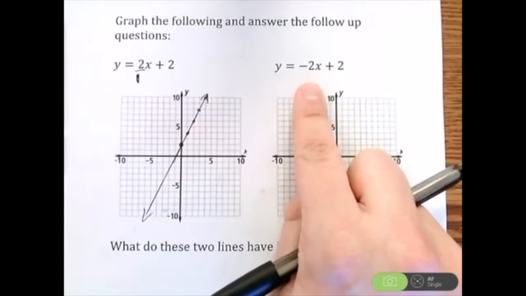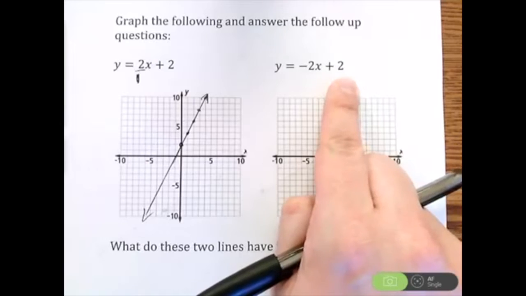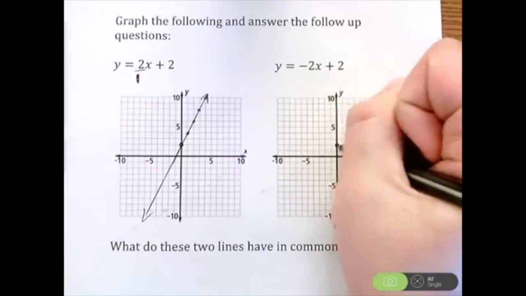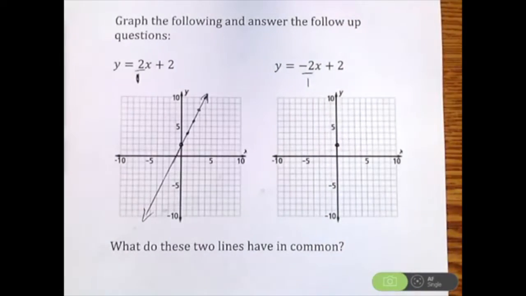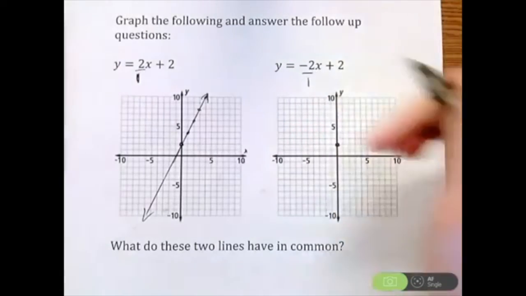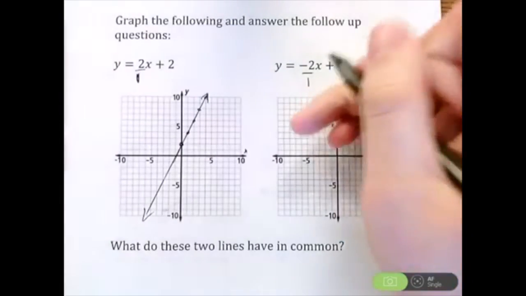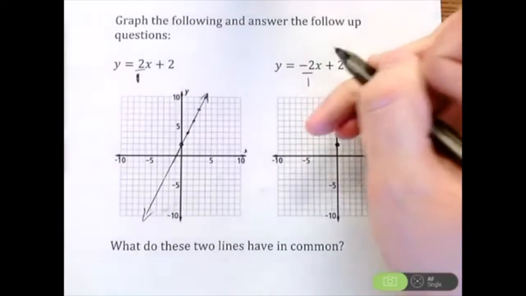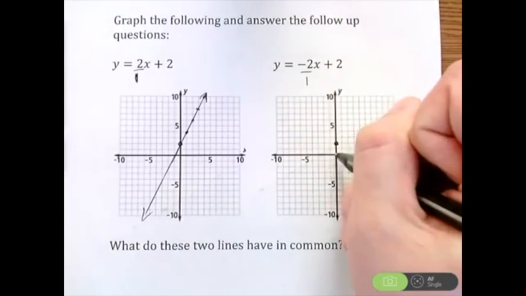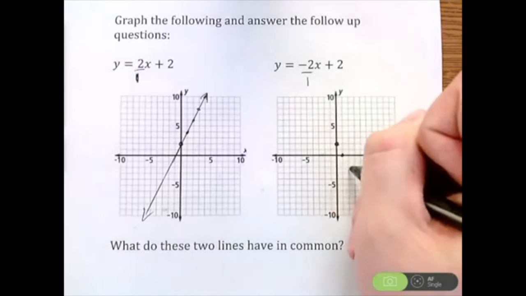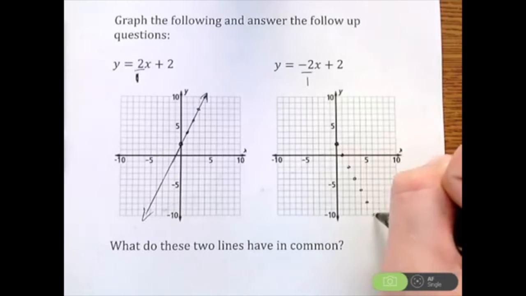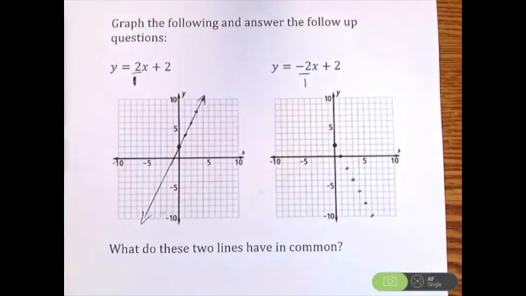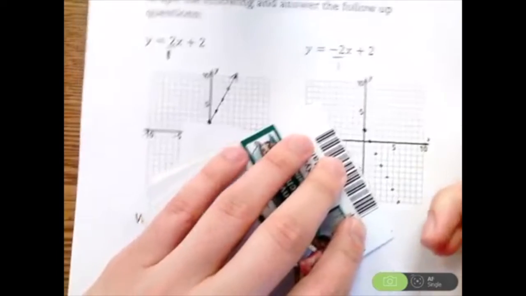To the next line, y equals negative 2x plus 2. My y-intercept is at positive 2, which is right here on the y-axis. My slope is negative 2x, or negative 2 over 1. Not the x, it's included in the slope. Negative 2 over 1 is my slope. So since it's negative, we need to be going down. So down 2, right 1. Down 2, right 1. Once I have quite a few points there, I'm going to take my straight edge and graph.